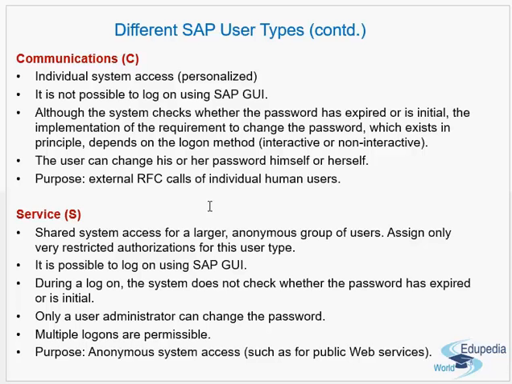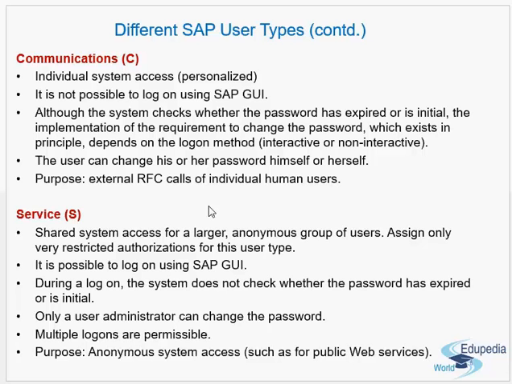This is a shared system access for a larger anonymous group of users. Assign only very restricted authorizations to this user type. Now, service user means so many users require only a single user ID to log on to the system for doing some work. Say there is a workflow team. All of them generally share a common workflow user ID. Even though they have their individual user IDs, they use a common user ID for doing certain tasks, like the testing team, etc. So in that case, we create a user of type service and we give it to them.